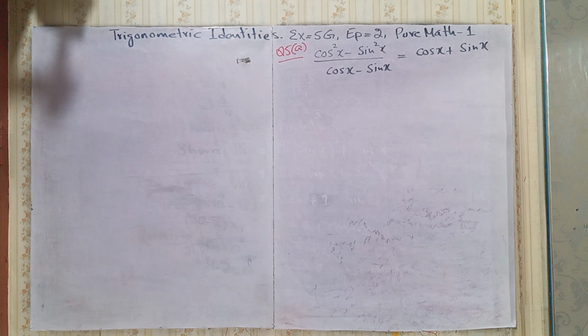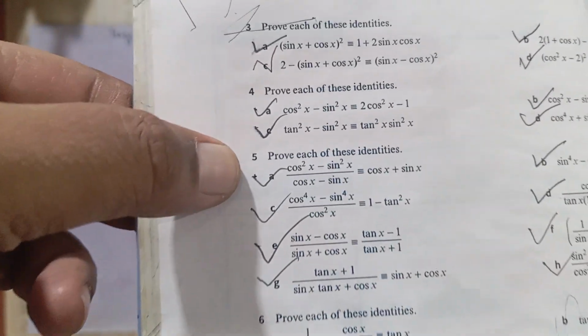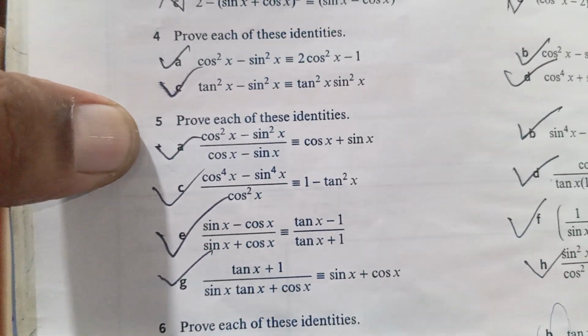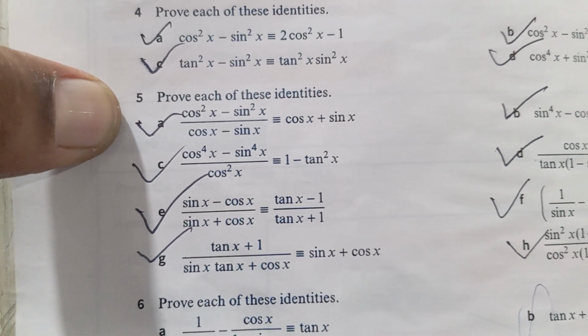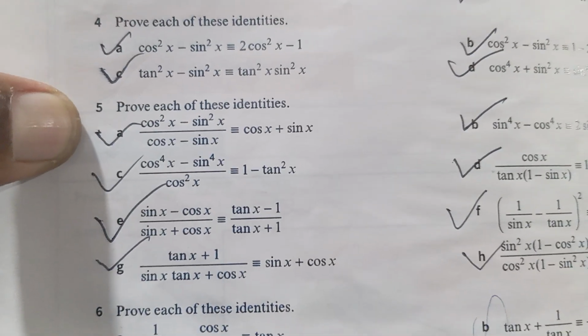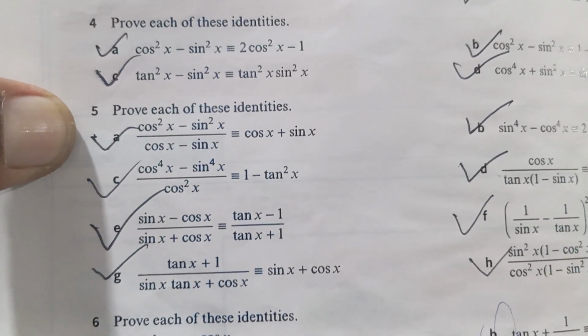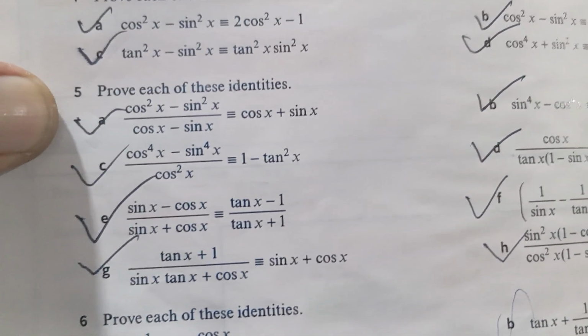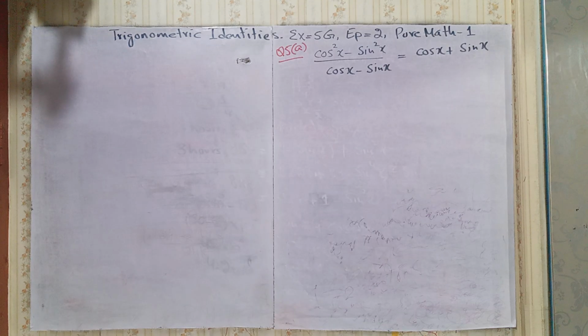So my dear students, now we are going to work on question number 5 and its A part. The question is showing up on your screen. We have to prove each of these identities. Cos square x minus sine square x divided by cos x minus sine x is equal to cos x plus sine x. So very simple.